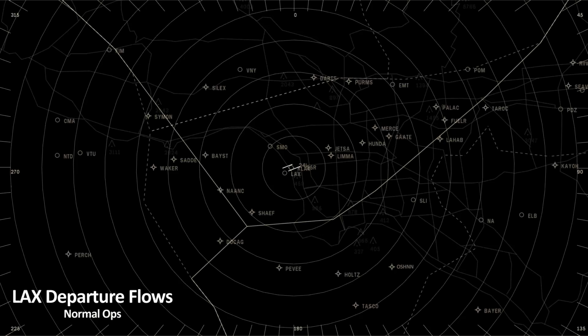Hello everyone. This tutorial covers strategies for departure management in the Tracon 2012 simulation using the Los Angeles Tracon as our example area, with the runways configured for normal operations, which just means that the airplanes are landing and departing to the west. Generally speaking, I think departures are easier to manage than arrivals for a couple of reasons.